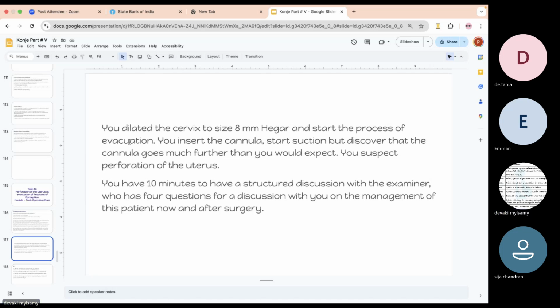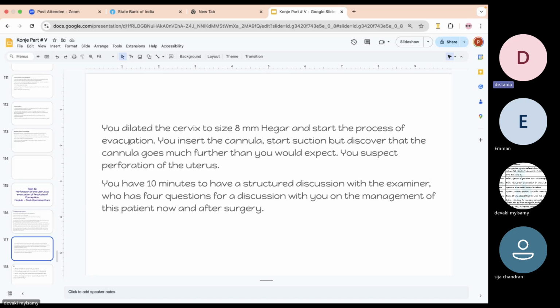Okay. What will be your post-operative care in this case? One thing I would like to mention is that during laparoscopy, we need to find out if there is any injury or not, and with the laparoscopic guidance, we need to evacuate the content of the uterus so that we can ensure that there is no injury to the bowel or any other organs.